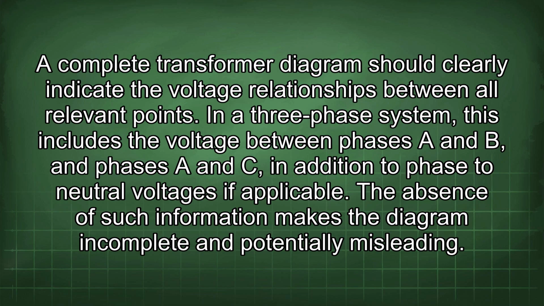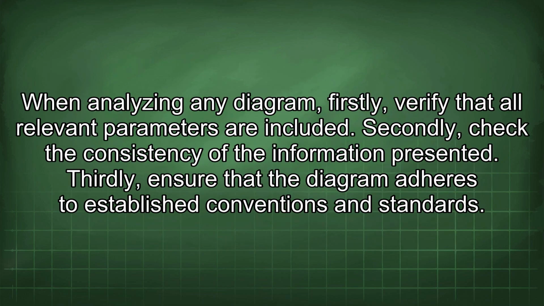In a three-phase system, this includes the voltage between phases A and B, and phases A and C, in addition to phase-to-neutral voltages if applicable. The absence of such information makes the diagram incomplete and potentially misleading. When analyzing any diagram, firstly, verify that all relevant parameters are included.